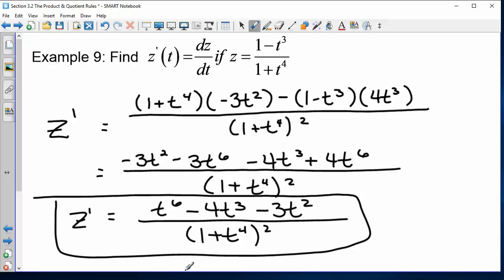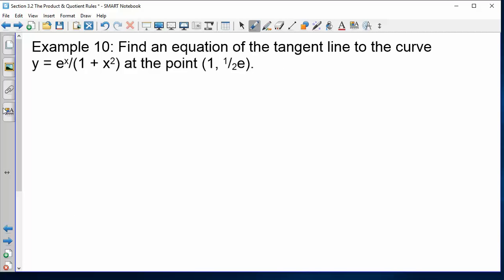Go ahead and look at the next example. I want the equation of the tangent line. So when I see tangent lines, I know I have to do the derivative to get the slope of it. To the curve, e to the x over 1 plus x squared at the point 1, 1/2 e. So I need a point and a slope. To get my slope, I need y prime. This is a quotient, so I have to do quotient rule.